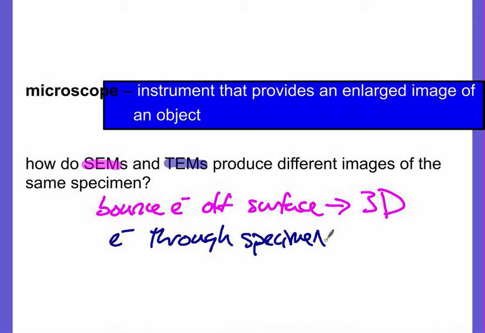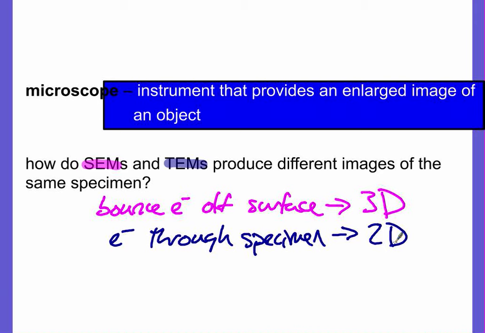But when you're sending the electrons through the specimen, you should be able to see those tiny, tiny little structures inside of that cell. It's going to give you a two-dimensional picture though, but that two-dimensional picture is going to have a much higher magnification. You can see things that are a lot smaller than in the case of that three-dimensional SEM picture.